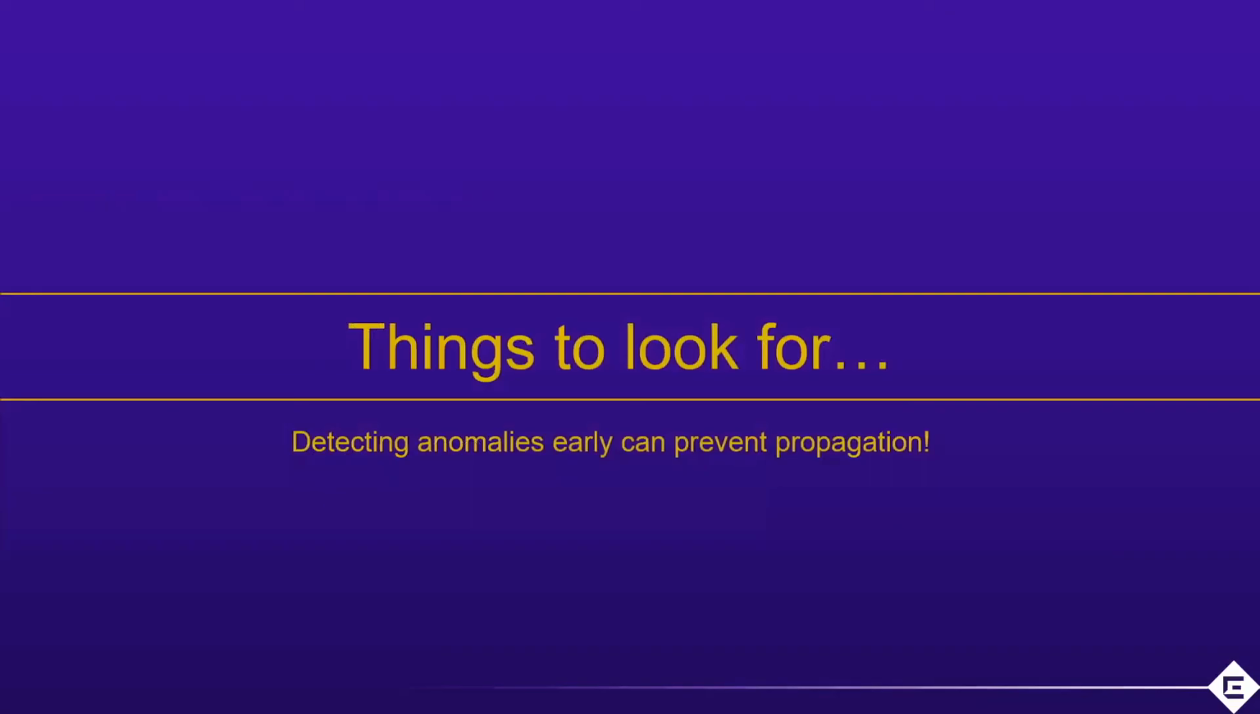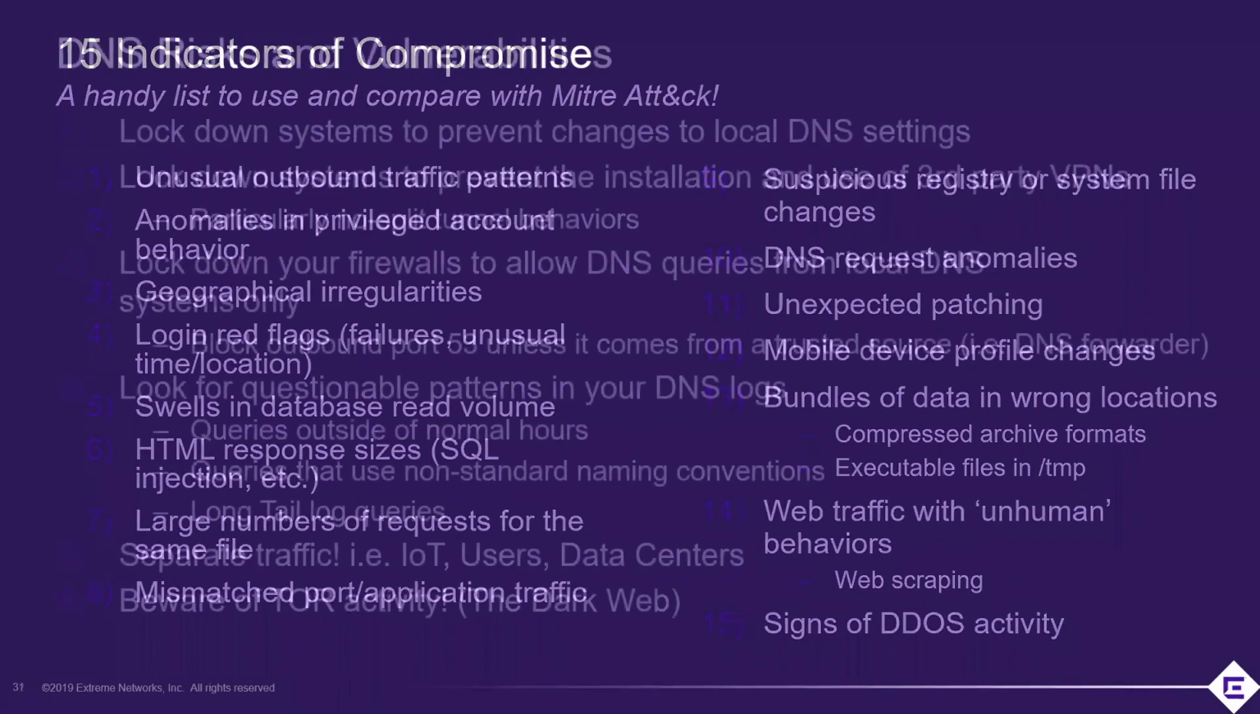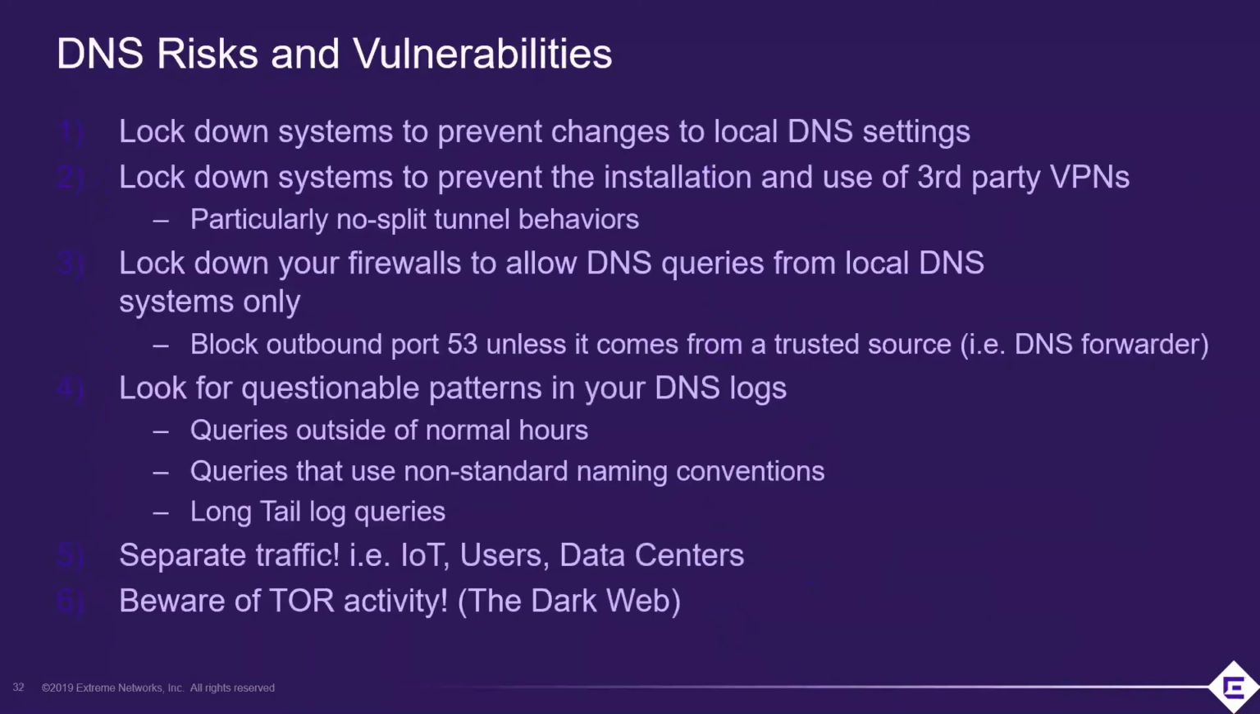Now, obviously, like all things, we talked about DNS, but we also talked about the fact that DNS was a viable attack vector as well earlier. So we want to talk about DNS risk and vulnerabilities. Lock down your systems to prevent changes to local DNS settings. That's one of the first things that many malware will do, is they will reset the DNS settings and cause the system to go elsewhere.